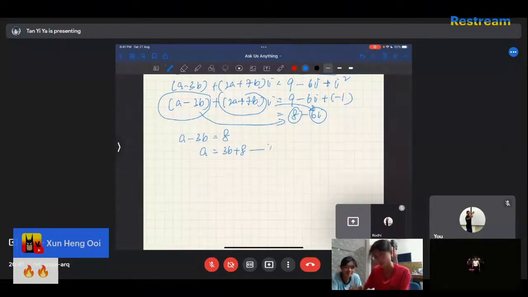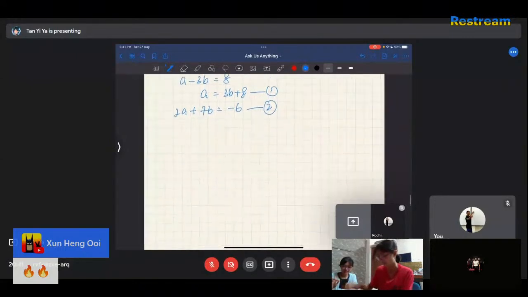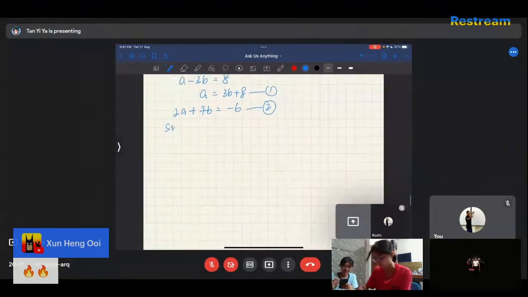Okay, so save this as equation 1. So [the other part] equals -6. So we can save this as equation 2. So we can just substitute equation 1 into equation 2. As we know, the value of a is equal to 3b plus 8.